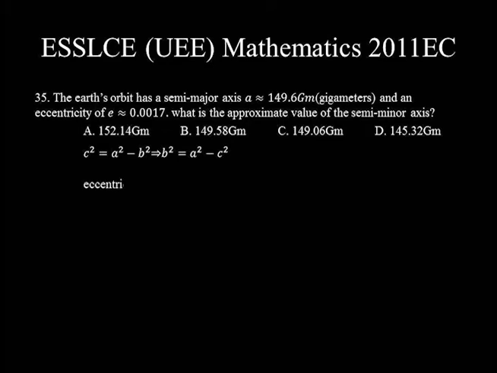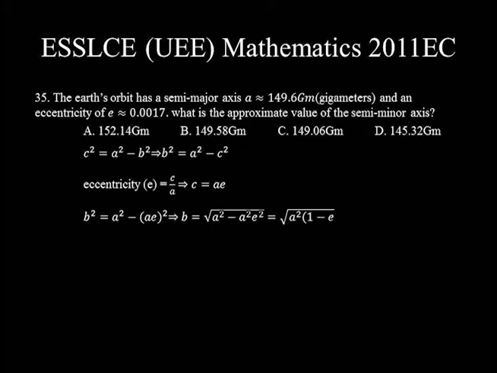Eccentricity is given by the formula c over a. This implies c is equal to a times e. Thus, b squared is equal to a squared minus (ae) squared. This implies b is equal to the square root of a squared minus a squared e squared, which is equal to the square root of a squared times 1 minus e squared, which is equal to a times the square root of 1 minus e squared.